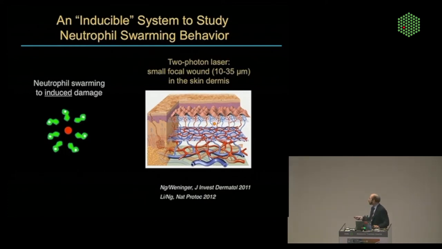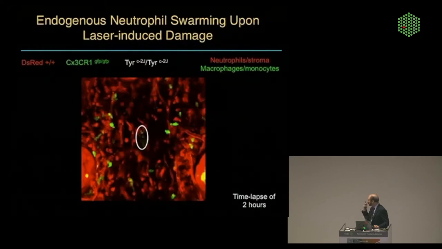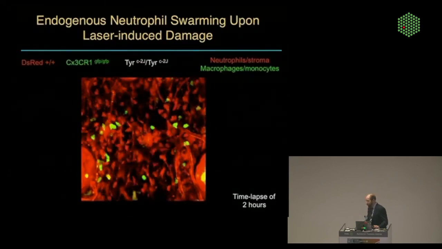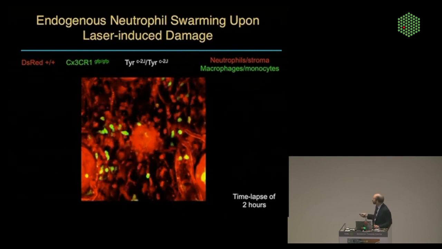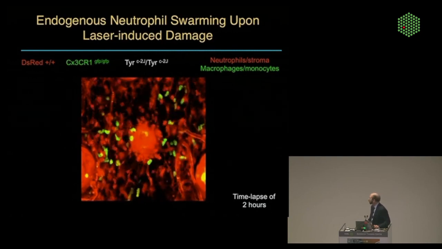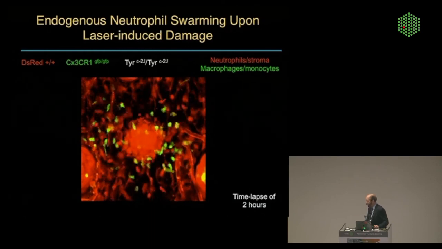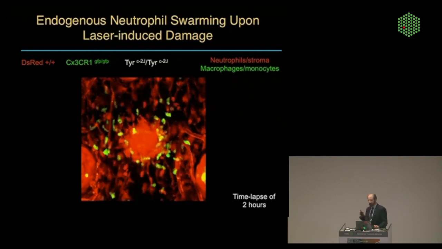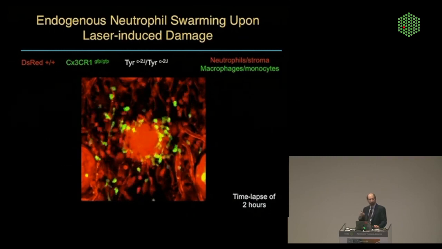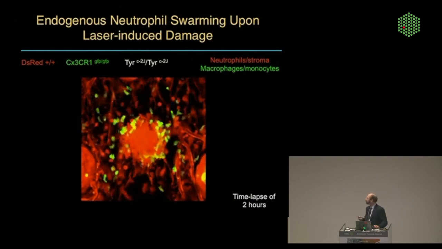And then we can image, and here we've inverted the colors, so neutrophils are red and these green objects are what are called monocytes, and we get this very characteristic swarming behavior around the damage, and then gradually these monocytes form a shell around the neutrophils. If we deplete the neutrophils, the monocytes don't show up, so we know that's a secondary reaction.